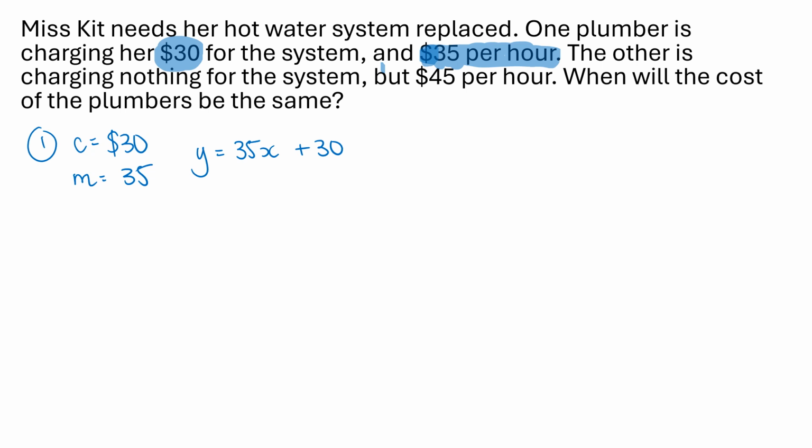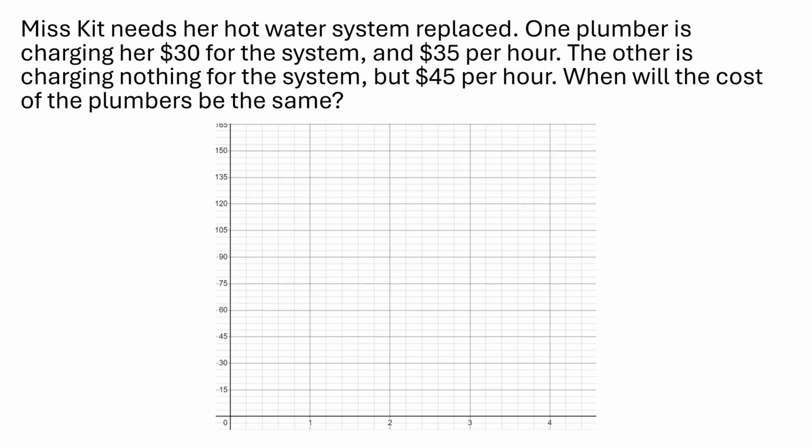Now, for my second plumber, he's just charging $45 per hour. He's not charging a call-out fee or a fee for the system. So that means my second plumber is just going to be 45X. So let's see how this plays out on a nice graph here.